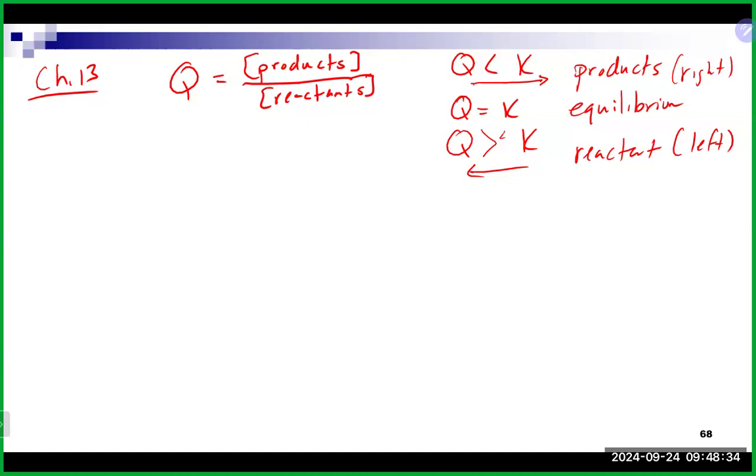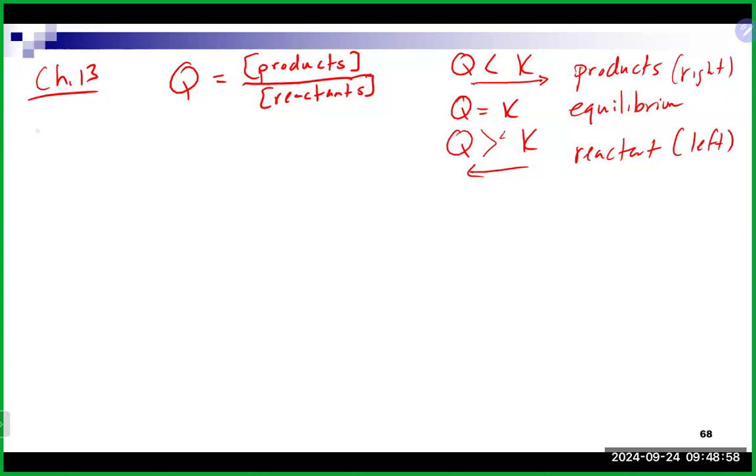The second place where we see Q is in equilibrium calculations. Again, if you are given the starting amounts of everybody, you should calculate Q to make sure that you're not at equilibrium. If it's an equilibrium problem, you most likely will not be at equilibrium, but it may also affect the change part of that calculation in terms of which way it's going. So that will help you decide.